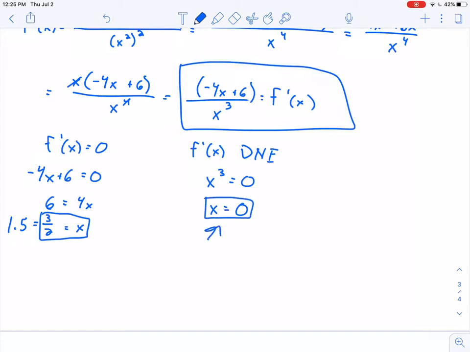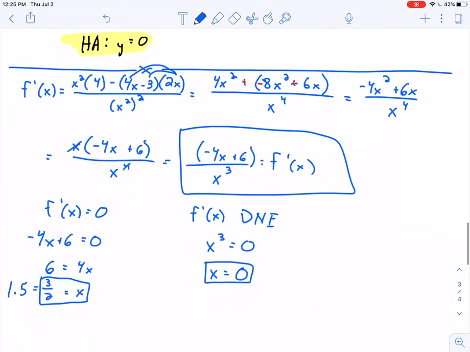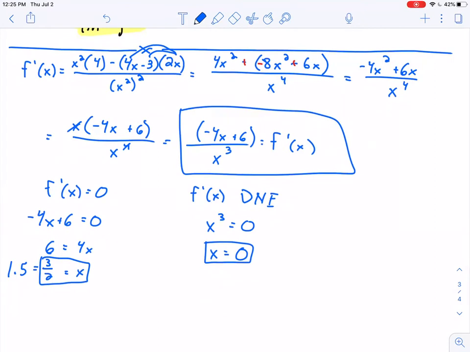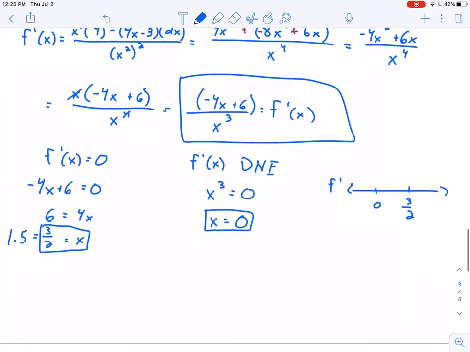Notice I said this is a partition number, not a critical number, because 0 is not in our domain. If we go back to the beginning of our problem, we said there's a vertical asymptote at x equals 0. But it's still important. We still want to include that on our sign chart. So here's f prime. I have 0, and I have 3 over 2. I'm going to take a number in each one of these intervals and plug them into my first derivative.